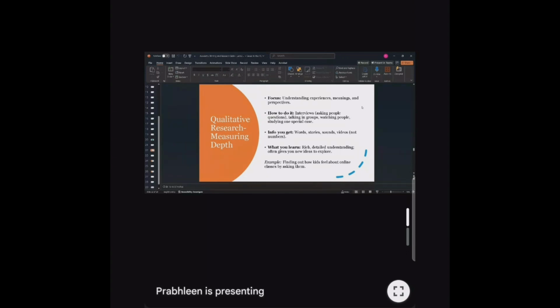For example, if I want to find out how kids feel about online classes, do they feel good? Do they feel bad? So it's very experiential and subjective to feelings. There's no number involved. So in this case, I'll use the qualitative research method.